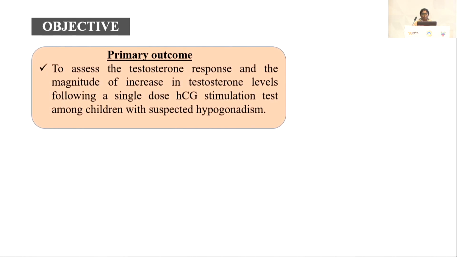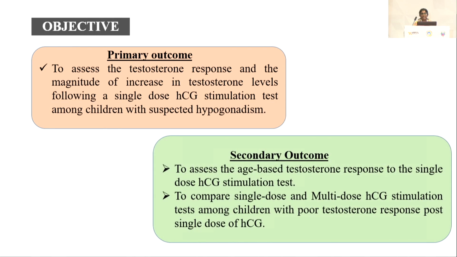The primary outcome studied is to assess the testosterone response and the magnitude of increase in testosterone level following a single dose HCG stimulation test among children with suspected hypogonadism. And the secondary outcome is to assess the age-based testosterone response and also to compare single dose versus multi-dose among those children who had a poor response to the former test.